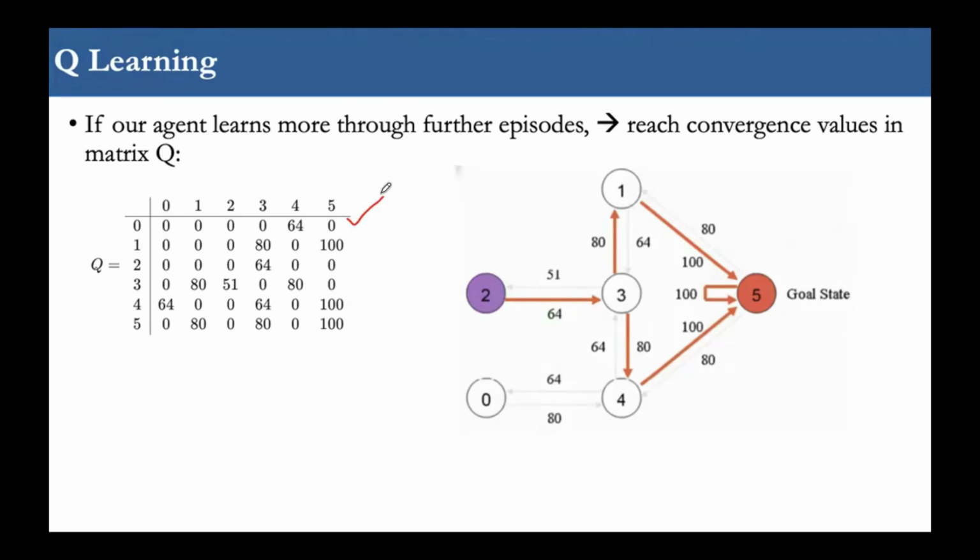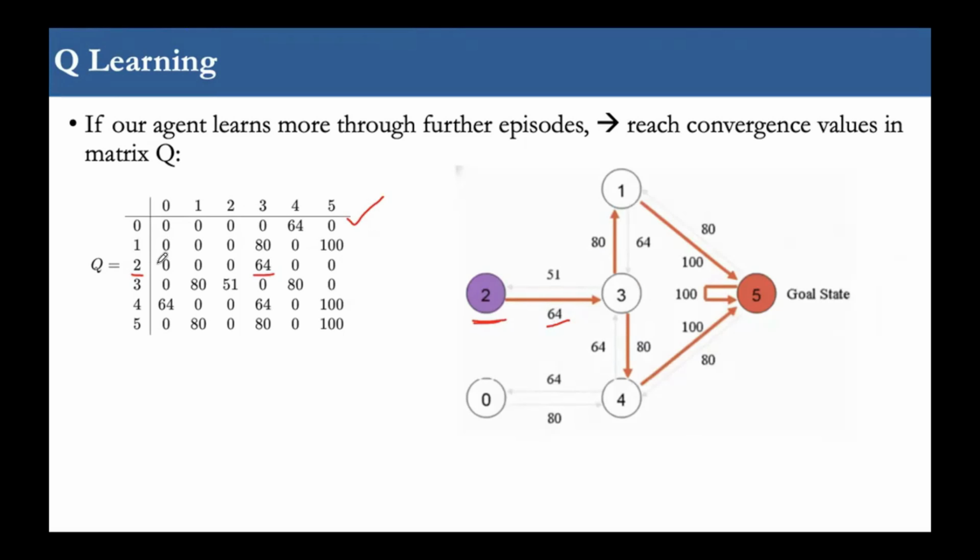This Q matrix can be converted into the graph. So consider, for example, 2 is the initial position. From 2, how to find out? From 2, you take the highest score. Which is having the highest score? 3 is having the highest score with 64. From 2, there is a path to 3 with the reward 64.